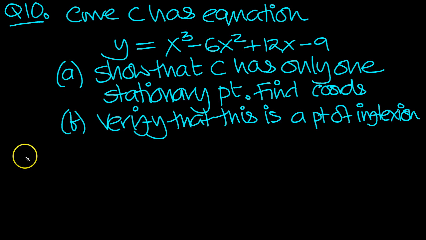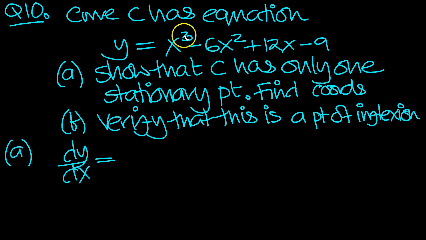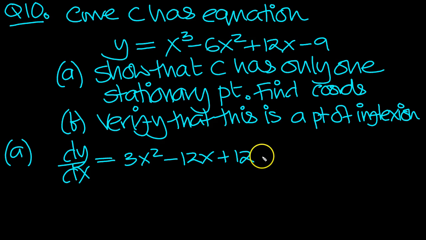I've got it summarized here. So part A, one stationary point. So let's get dy/dx here. So we've got 3x squared, minus 12: the 2 comes down to make minus 12, x to the 1 less, which is just power 1. X goes to 1 and there's 12 lots of 1, which is 12, and the constant goes to 0.